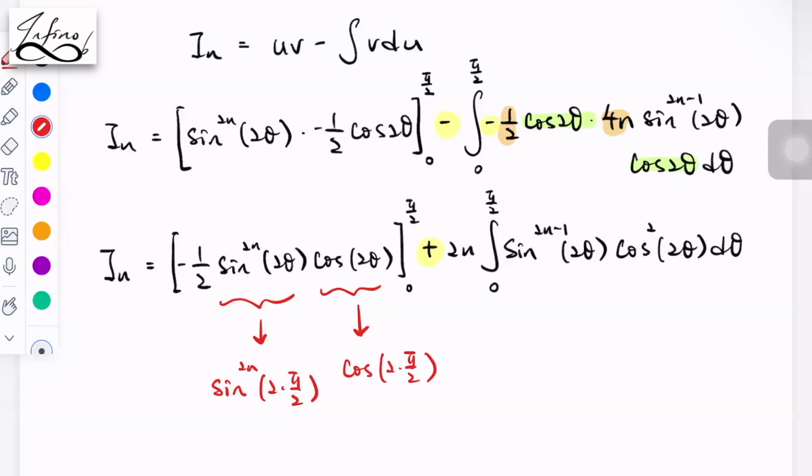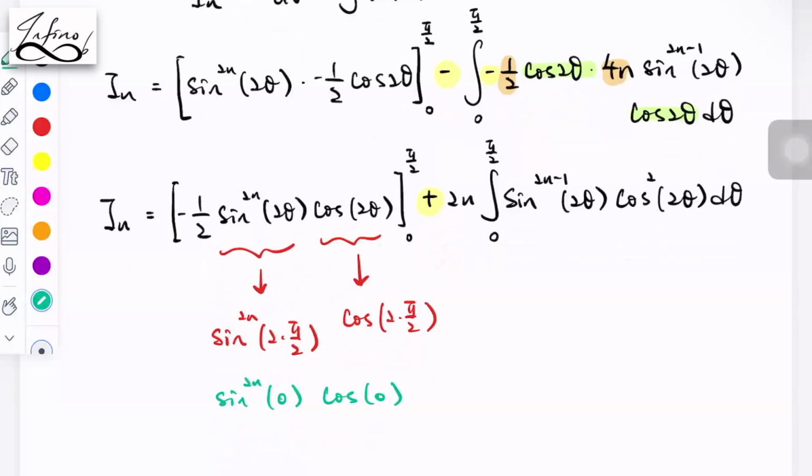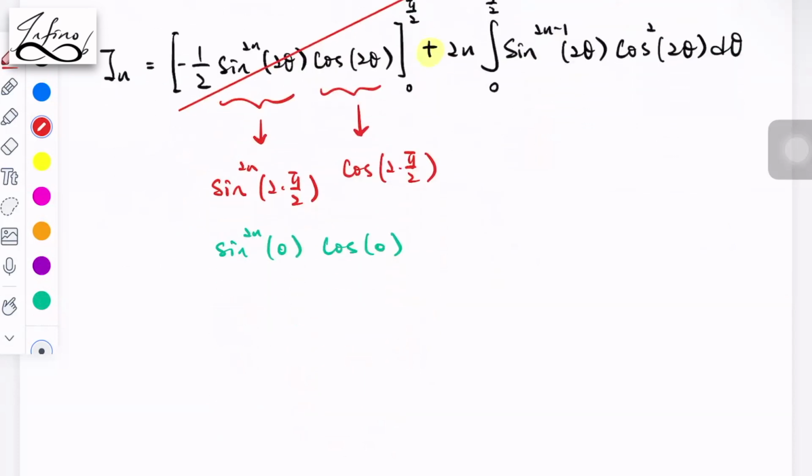Then how about for the 0? Just the same thought process. If you substitute 0, then this part will be sine 2n times 0, times cosine 0. Cosine 0 is 1, but sine 0 is 0. That means you can very safely and pretty sure that the first part after substitution will be gone. Okay, and that's why this whole monster will be gone immediately. This is 0. Pretty nice, right? And that's why what we have to deal with is just the latter part.